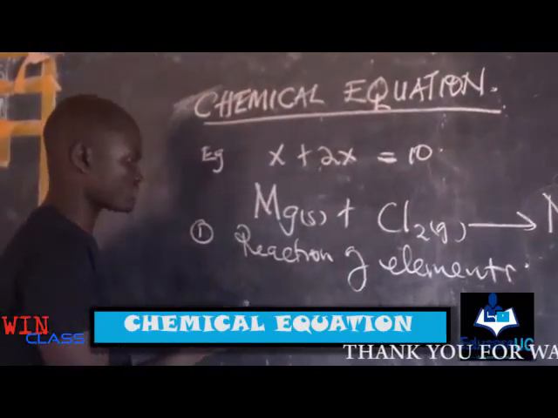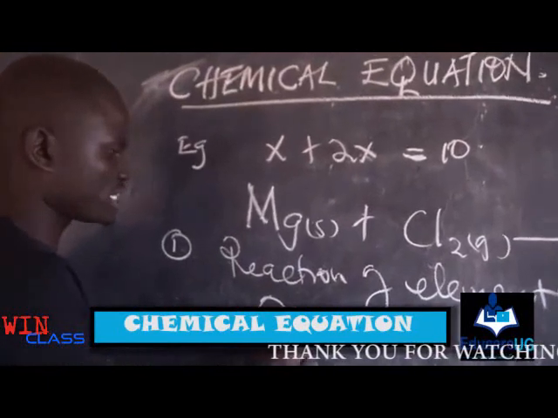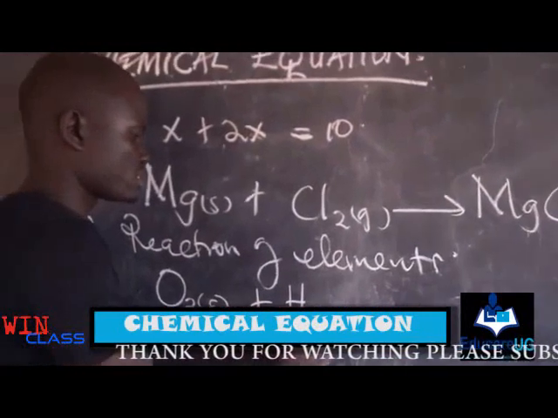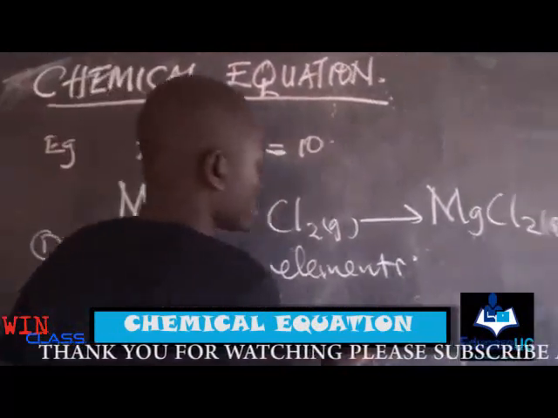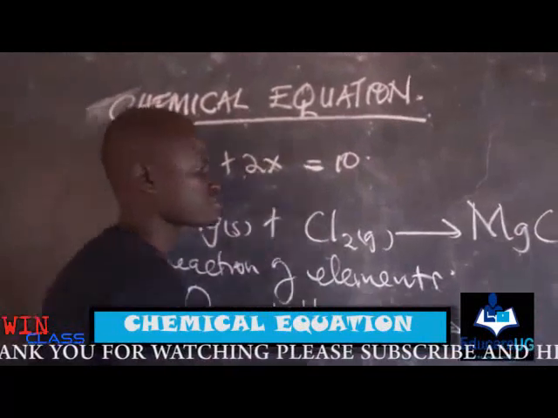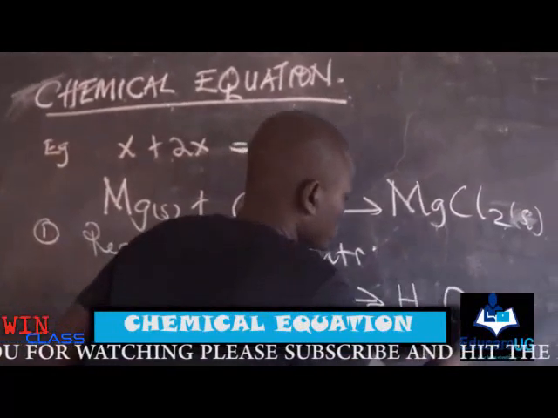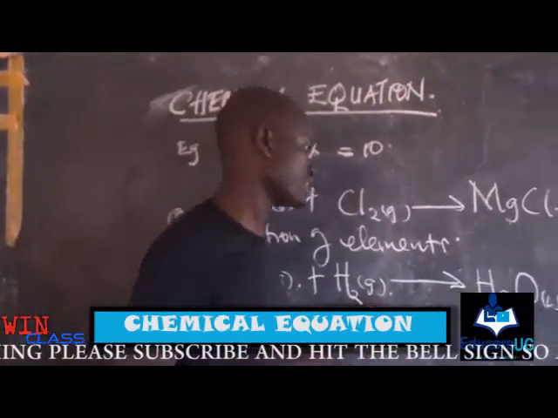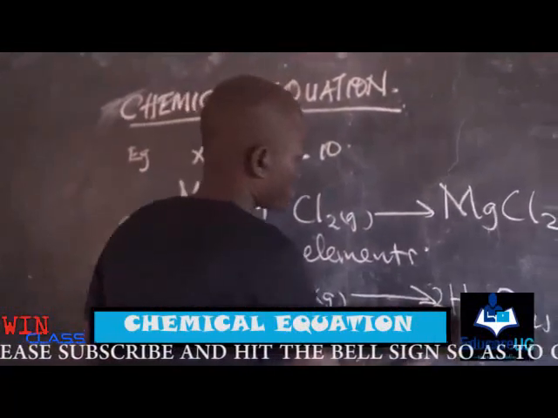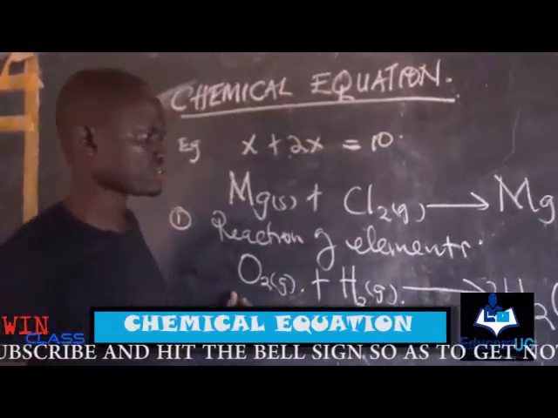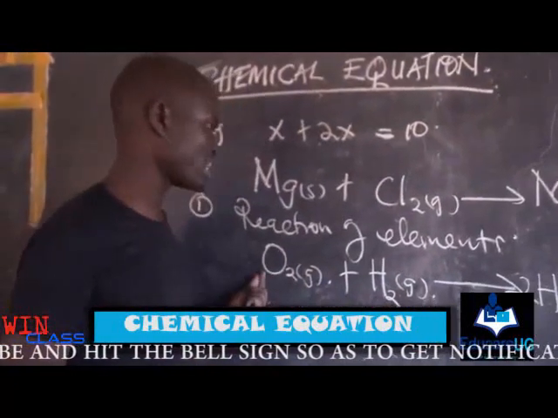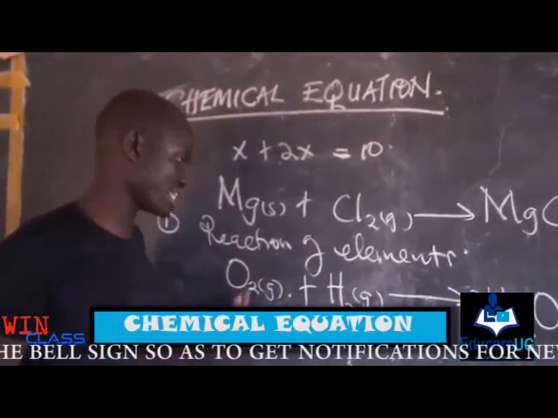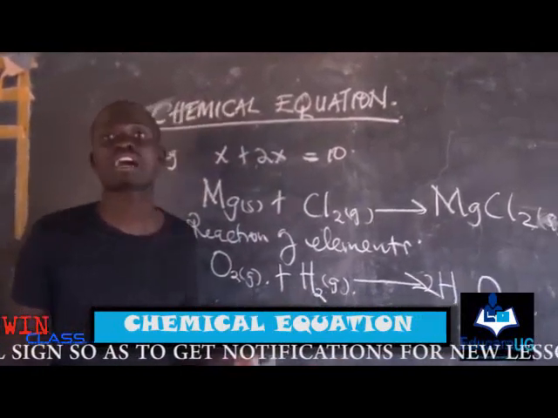For instance, we can have an oxygen molecule reacting with hydrogen gas, ending up giving us water, which is liquid. So this is the reaction of oxygen and hydrogen to end up giving us water, which when we balance it exists like that. So this is a chemical reaction of two elements, hydrogen and oxygen. However, they exist as diatomic gases in their molecular states.